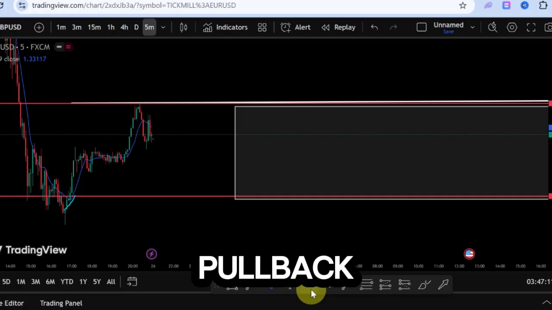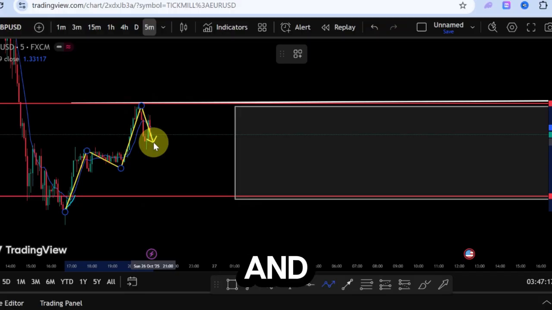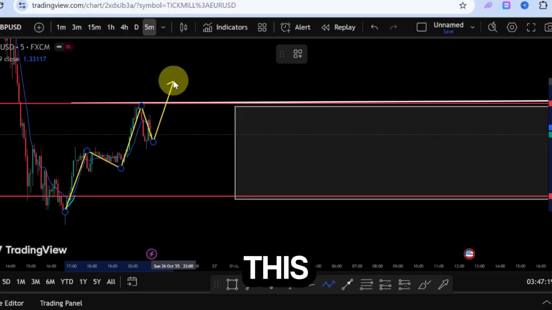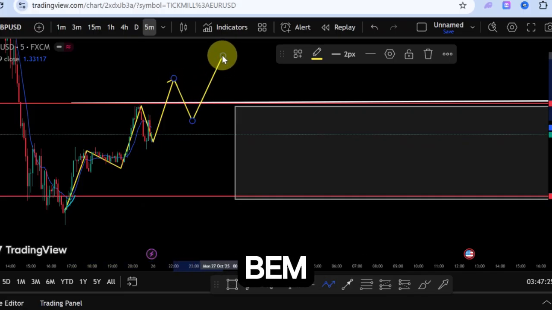Right now there's a pullback. You can see there's a pullback to the upside, and luckily for us, if it breaks above this, you know the market has changed direction. You should be looking for an opportunity for us to buy. But currently, this is not the scenario.